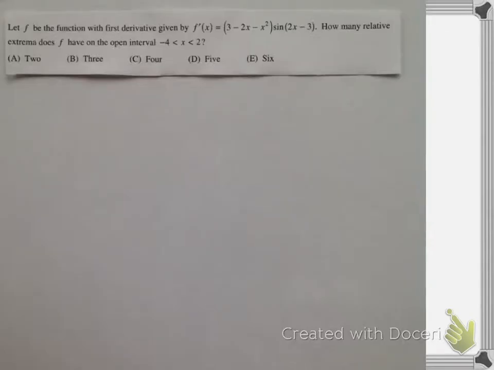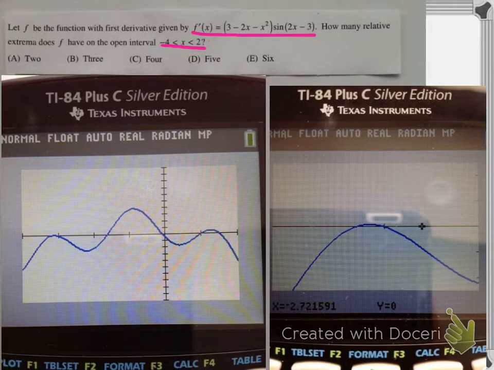Now let's get started with our problem. From this problem we can see that we are given the derivative of f here, and an interval to work with, -4 to 2. Because we are given this interval, we have to find the number of relative extrema in this window for the graph of f, and we are given the derivative here. So in order to solve this problem, all we need to do is graph the derivative of f, which is given, and set our window to -4 to 2.